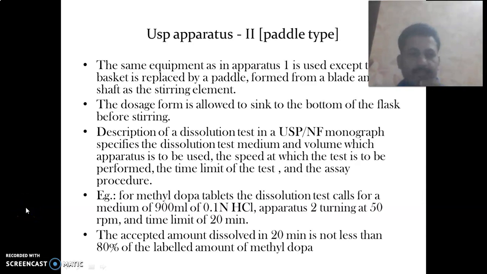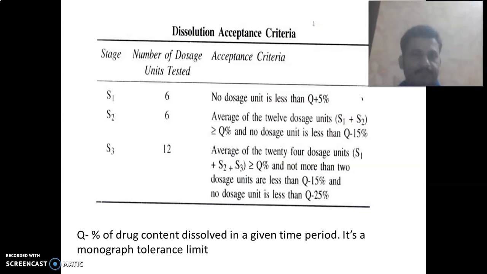The apparatus mainly used is apparatus 1, the basket type, and apparatus 2, the paddle type. The dissolution medium selection is important, and you have to refer to the official books and write it. For a basic drug, usually acidic media is used. For an acidic drug, alkaline buffers are generally used. Or if a specific medium is given, that should be used, and the RPM and the limit should also be followed as given in the official books.